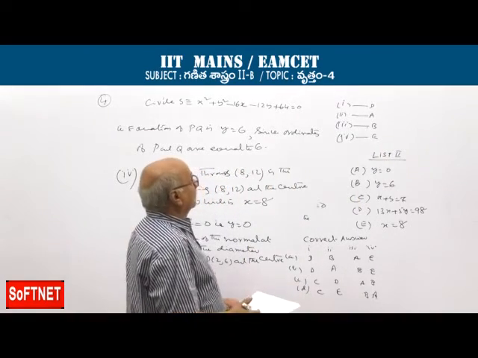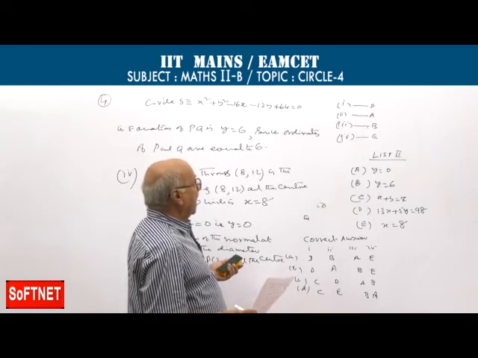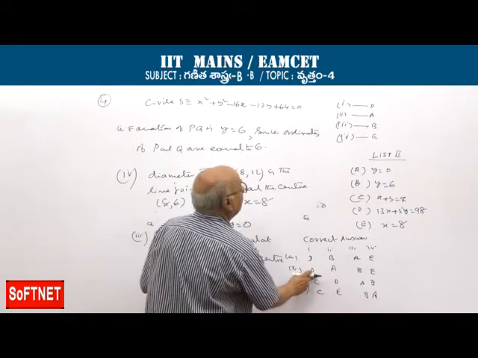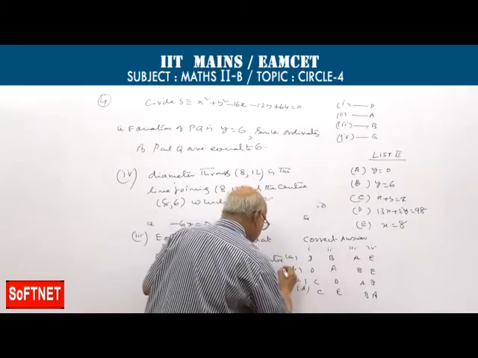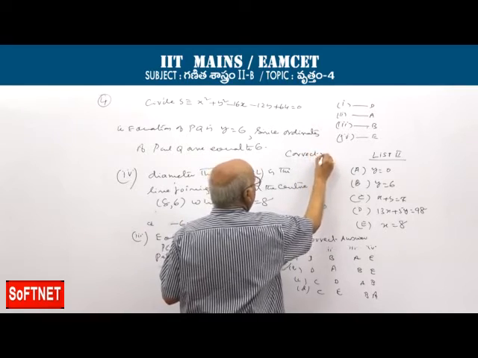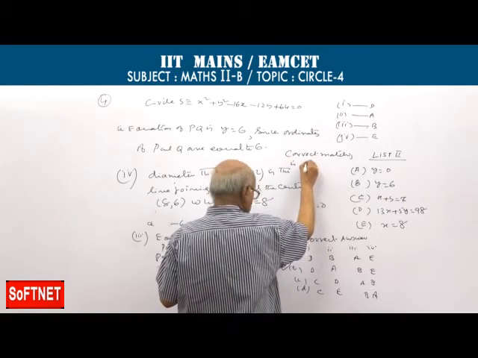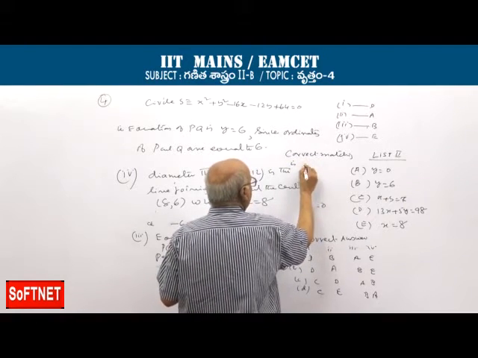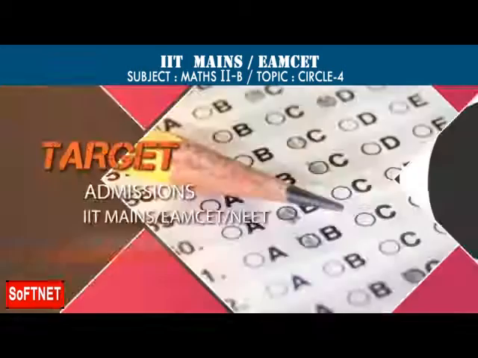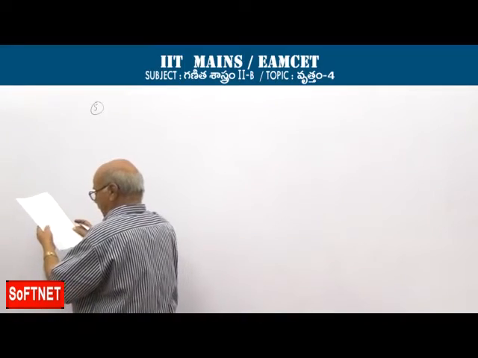So that is the first question: first one D, second one A, third one correct matching B, and fourth one E. So in the correct answers, what you get is D, A, B, E. So the correct matching is B, DABE. Right. Next, problem number 5.